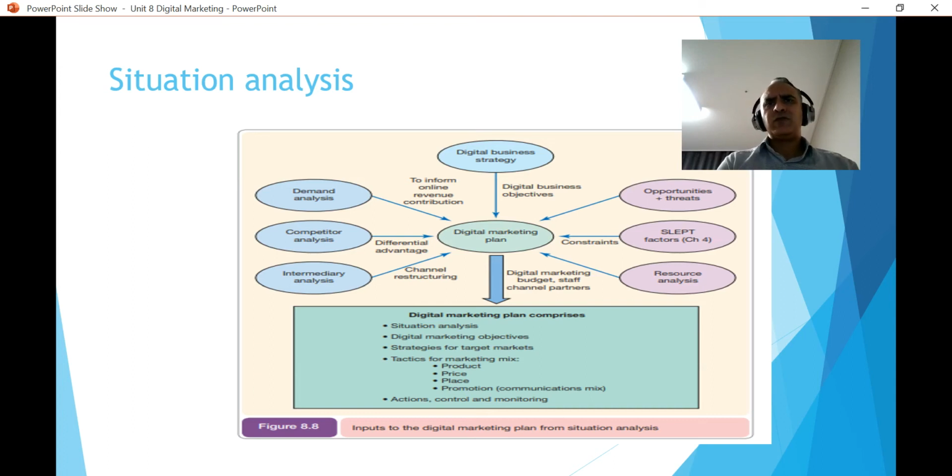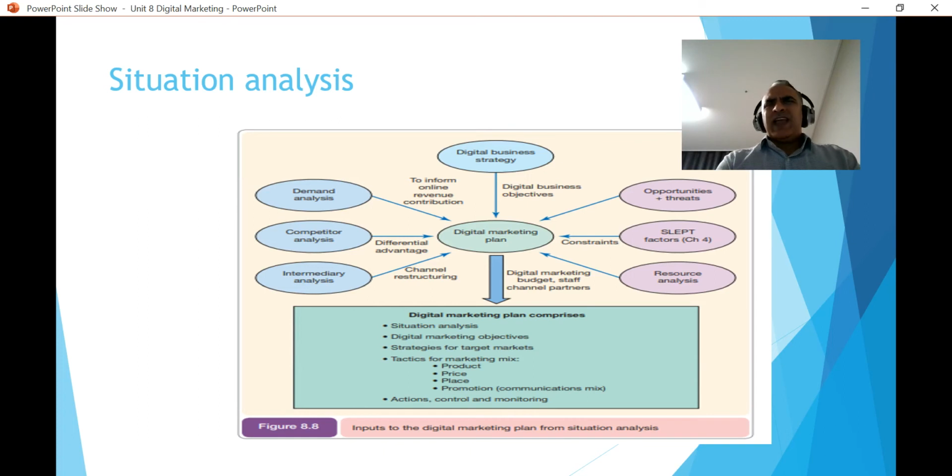And of course, we go through the SLEPT factors. We already have spoken about them before, because it's the macro environment. We understand what the current situation is, how the market works, etc. And then we need to understand whether we can use those resources digitally or not. Like I said, can we sell online or not? That is the main simple question.